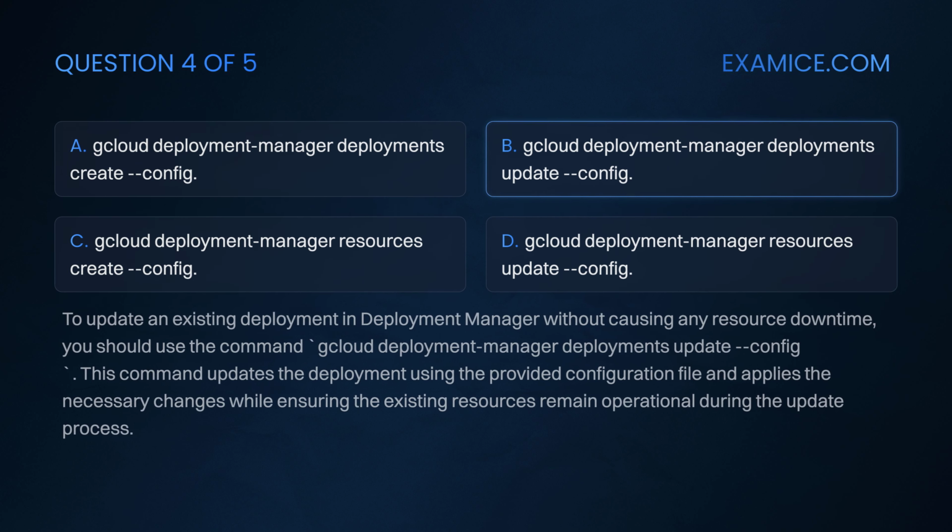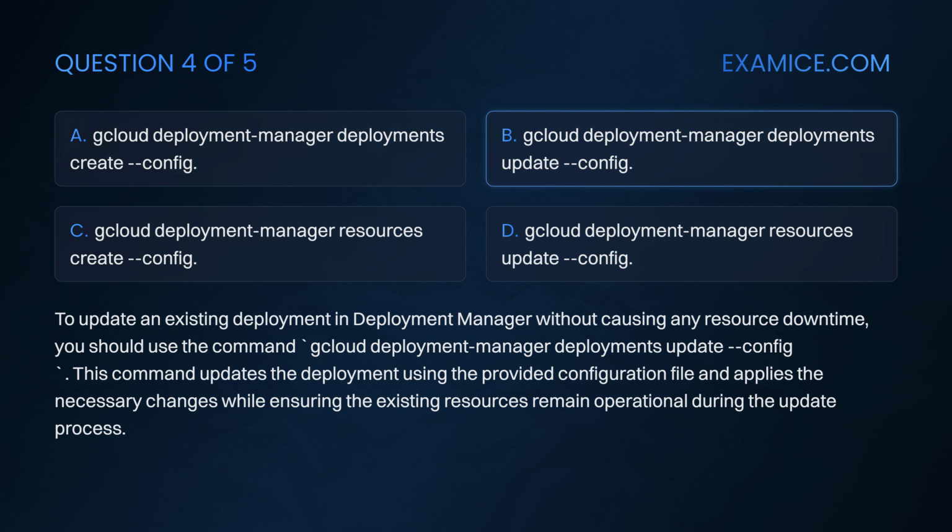To update an existing deployment in Deployment Manager without causing any resource downtime, you should use the command gcloud deployment-manager deployments update --config. This command updates the deployment using the provided configuration file and applies the necessary changes while ensuring the existing resources remain operational during the update process.